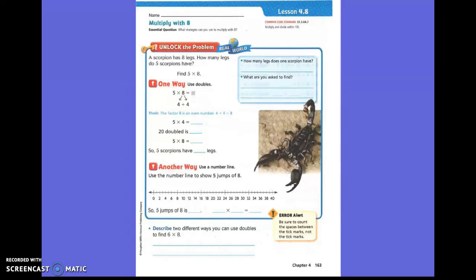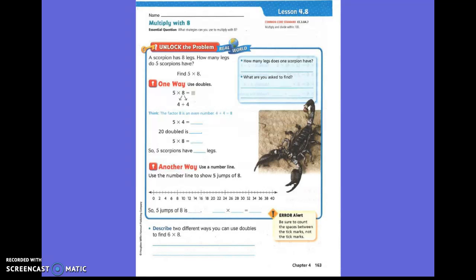Girls, today we are using doubles, a number line, or the associative property of multiplication to multiply with the factor 8. Make sure you have your names on your paper. If you do not, it's time for you to write your name on your paper.